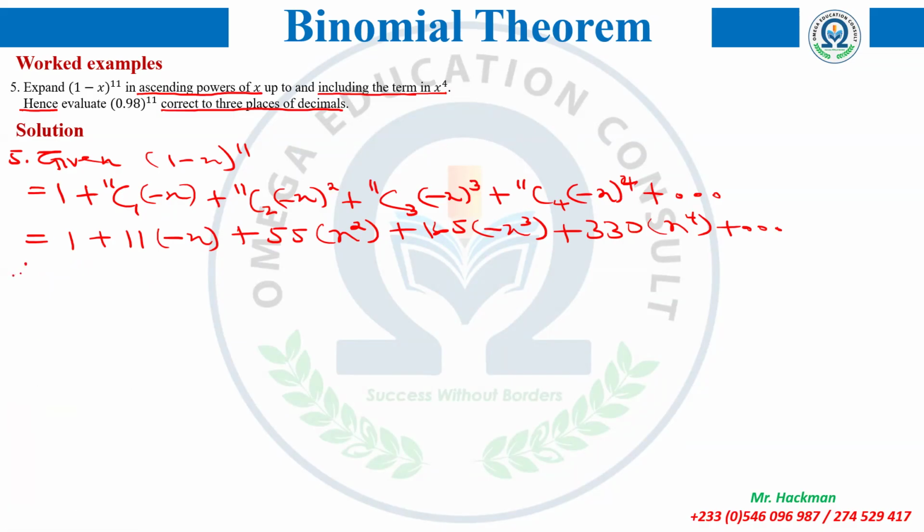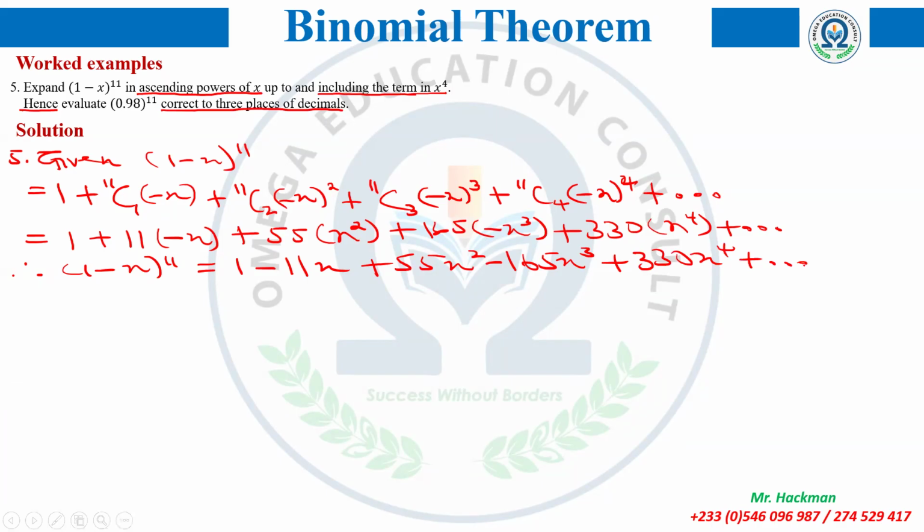So I'll have therefore, 1 minus x to the power 11 will be equal to 1 minus 11x, then plus 55x squared minus 165x cubed, then plus what, 330x to the power 4, plus your ellipsis. All correct? Yes, please. Okay, very good. So at this point, we are done.